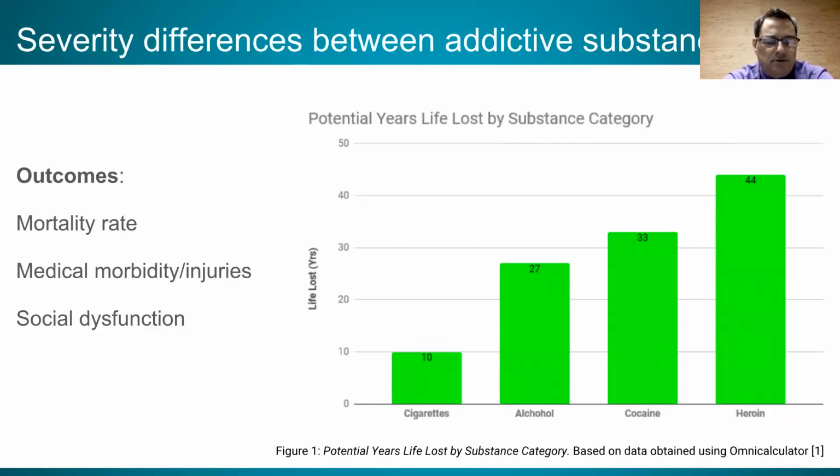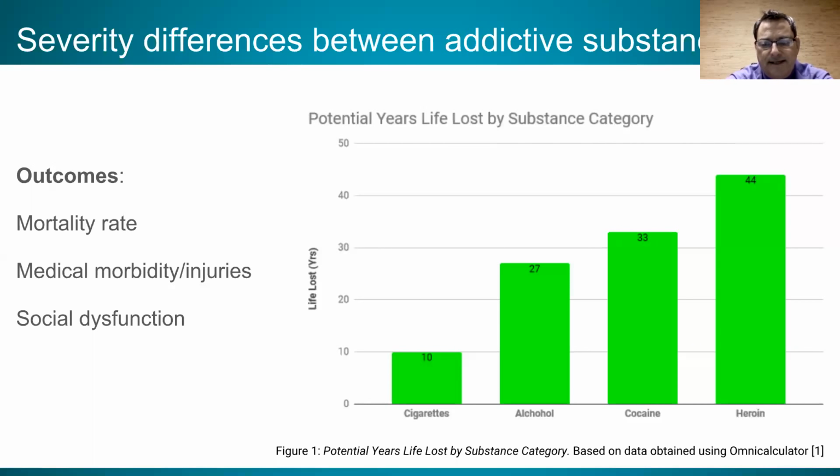So there are severity differences between addictive substances. Some substances are much worse to be addicted to than others, and they differ in terms of their mortality rate, a lot of the morbidities that occur. Of course, you guys are all familiar with a lot of the physical sequelae of alcohol use disorder, and then the degree of social dysfunction that occurs to them.